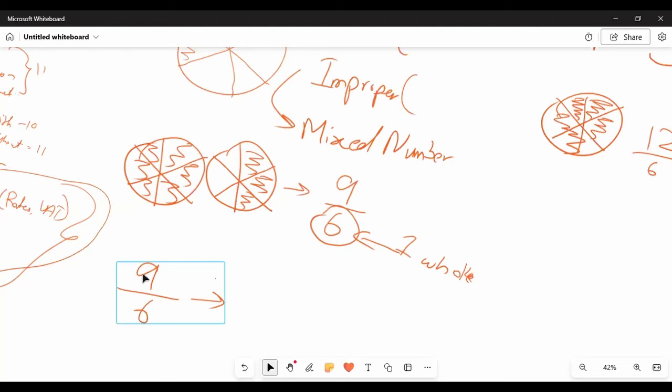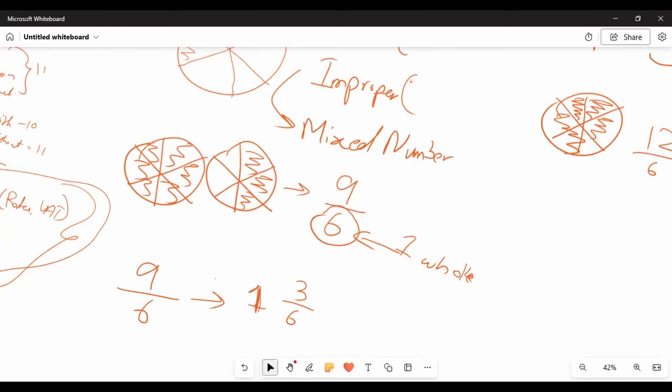How many wholes do we have here in these 9 pieces? There we go. We have one whole. Okay, we have one whole. And how many more pieces do we have? We have 3. So we can write it as 1 whole and 3/6.